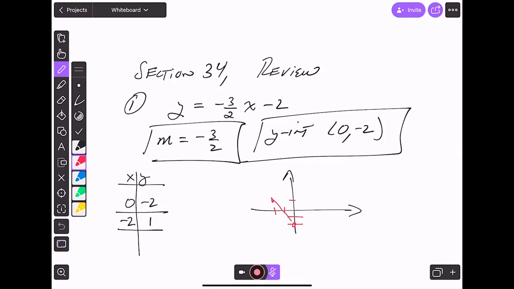And draw a line through that. Again, I'm not going to say it's the best line in the world, but it's good enough. We're not looking for great lines. If you look at the key, it should look just like that. They tell me the slope is minus 3/2. They tell me the y-intercept is 0, minus 2. And they give me a better picture, but it's really the same picture in intent. All right, let's go to number 2.